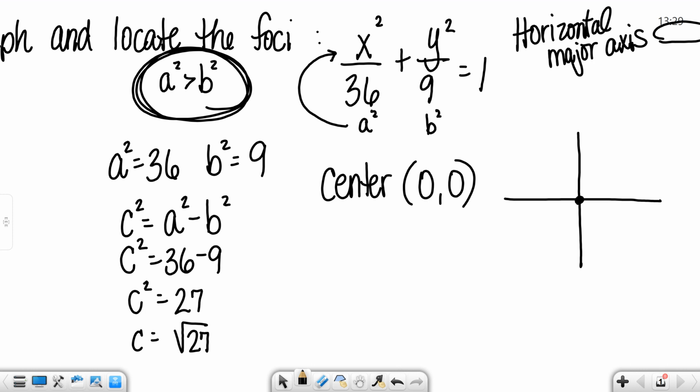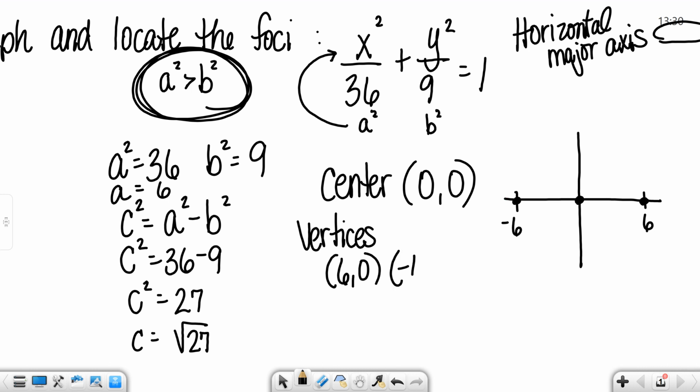Here we have our ellipse whose center is 0, 0. We know that a squared is 36, so that means that a is 6. So I know 6 spaces to the right and 6 spaces to the left. These would be my vertices. Now, it didn't ask me for those, but it did ask me to graph, so I must know my vertices. Well, those are at 6, 0 and negative 6, 0.